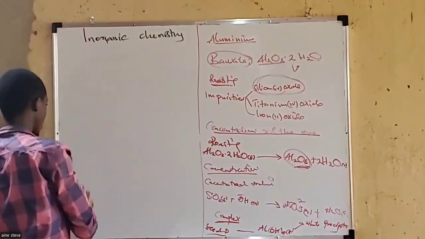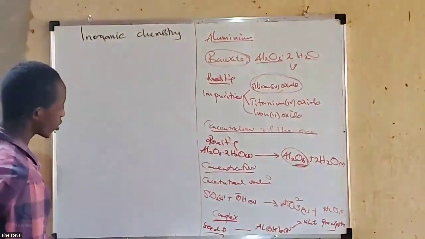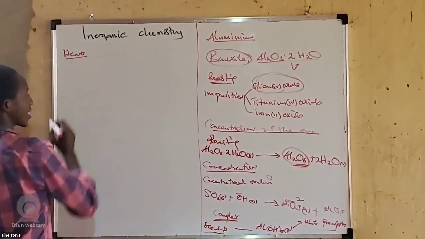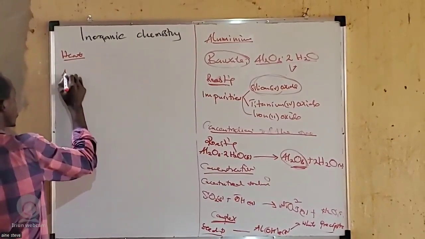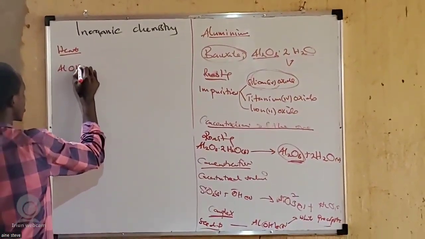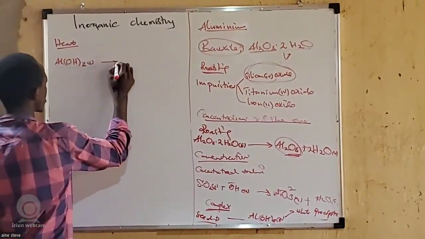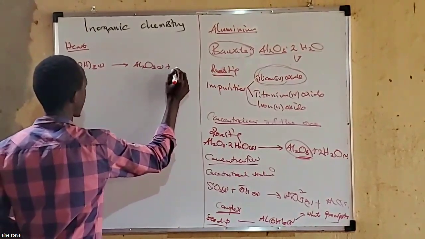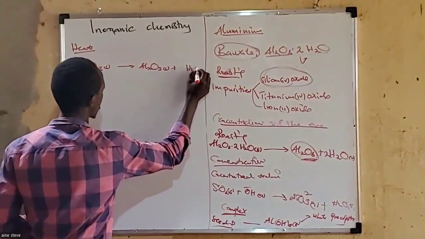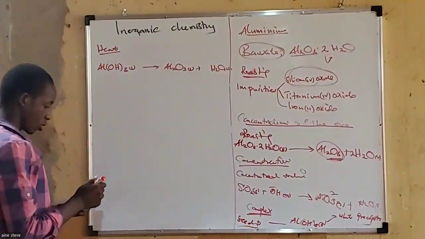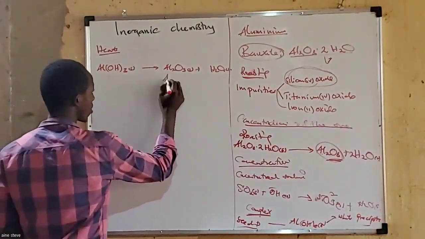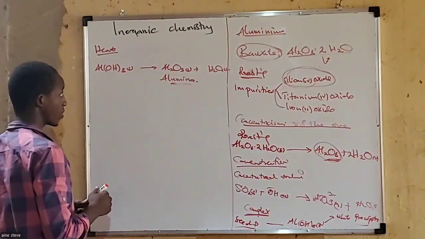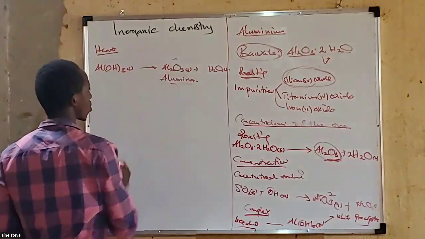So after seeding, what next? You have to roast, or you heat. You heat aluminium hydroxide. This is going to give you aluminium oxide plus water. This is called alumina. It is aluminium oxide, the one we call alumina. So this is impure.